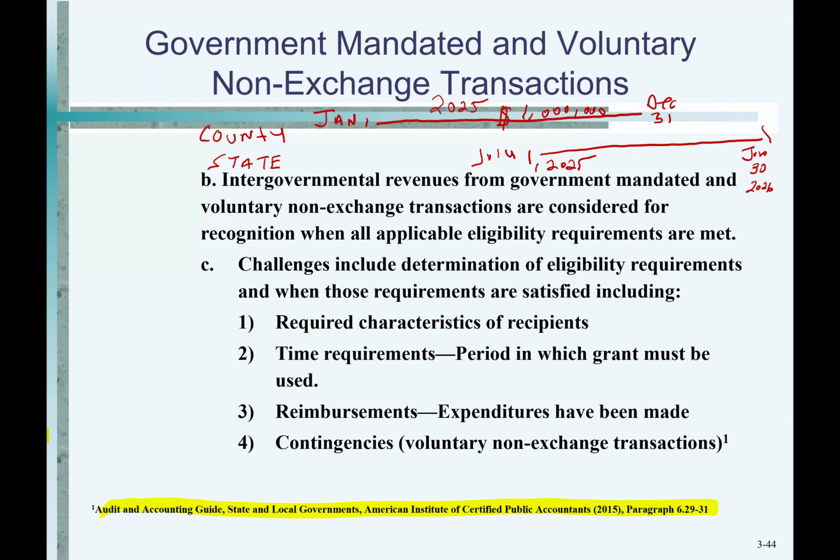So once you meet the eligibility, because they're telling you you have to do something and they're giving you the money, and once they give you the money and tell you to use it in the state's fiscal year, it doesn't matter. As long as you use it in the state's fiscal year, you can take that revenue, because you're going to earn it and use it appropriately within the state's fiscal year.